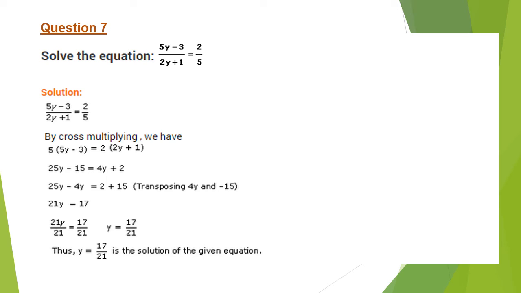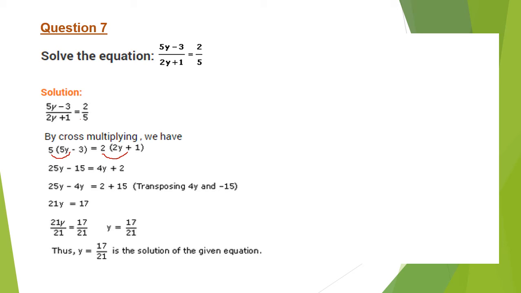Now come to question number 7. Solve the equation (5y - 3)/(2y + 1) is equal to 2/5. Let us take that equation as it is. By cross multiplying the equation, we have 5 into (5y - 3) is equal to 2 into (2y + 1).